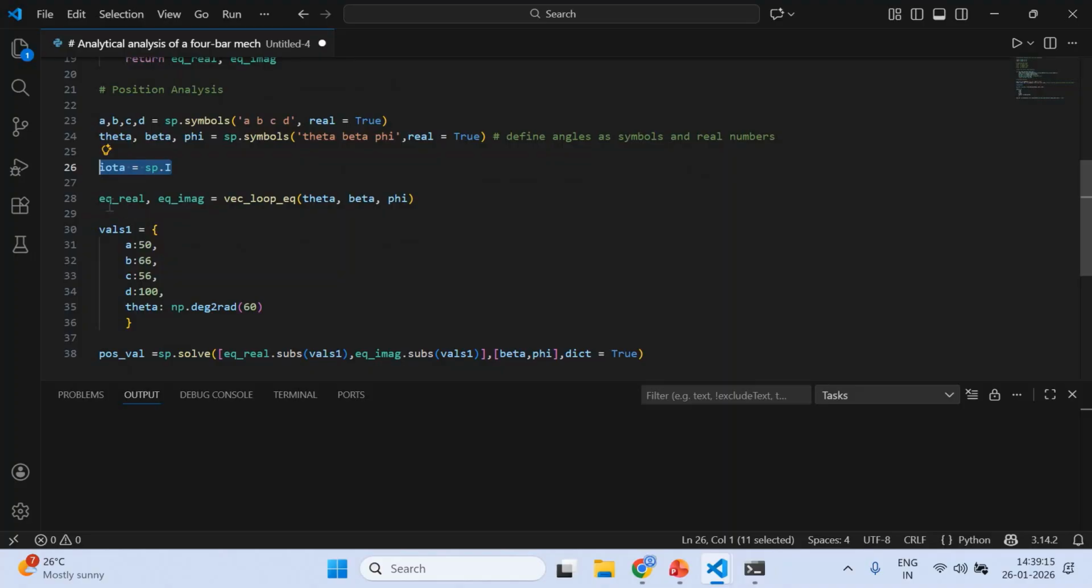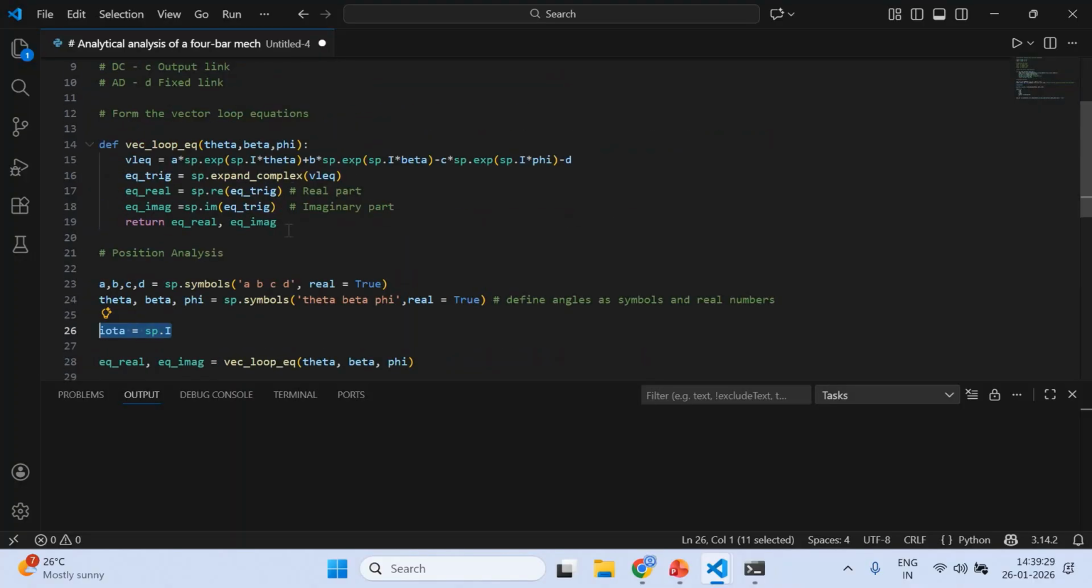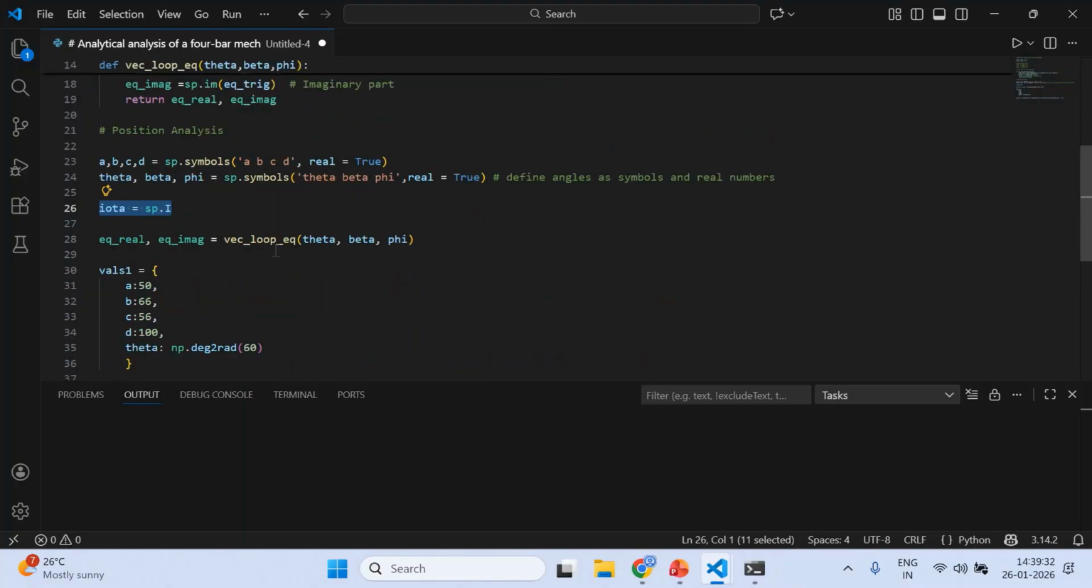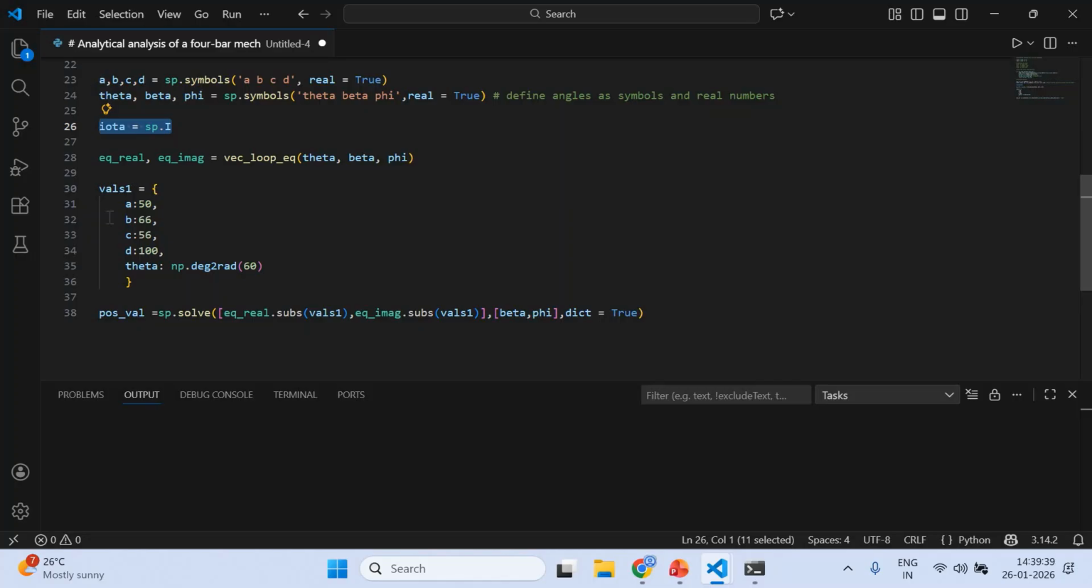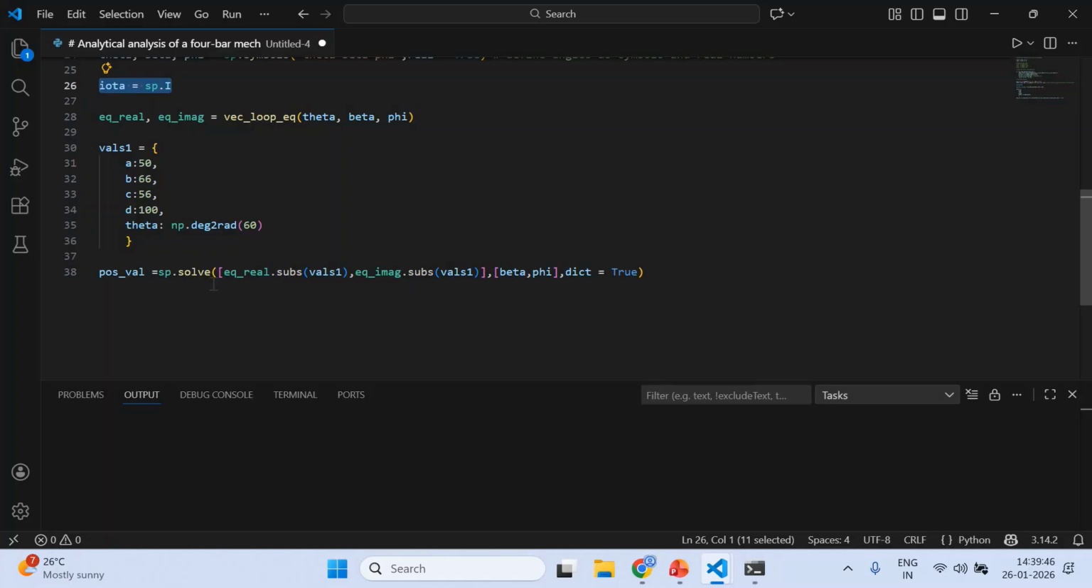Then finally, let us come back to our position analysis. Here I have simply rewritten those vector loop equations, that is equation_real, equation_imaginary. This is equal to the function definition that we wrote here, vec_loop_eq, then in the bracket we have theta, beta, phi. Now what I have done here is simply declared all the values that we need to substitute into these two equations. So let's go back to the substitution part first.